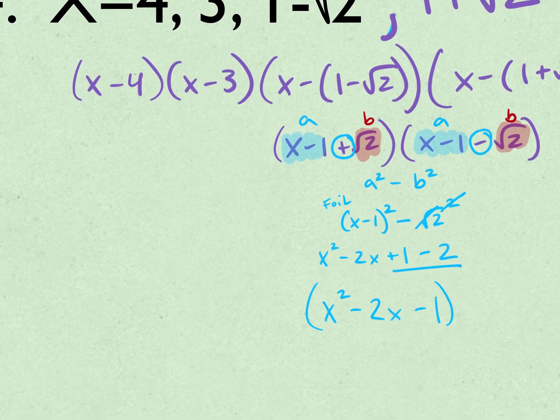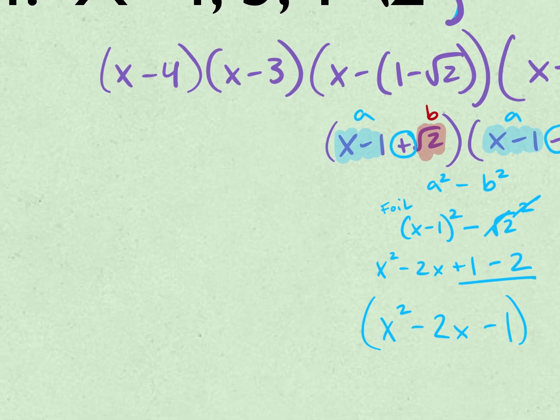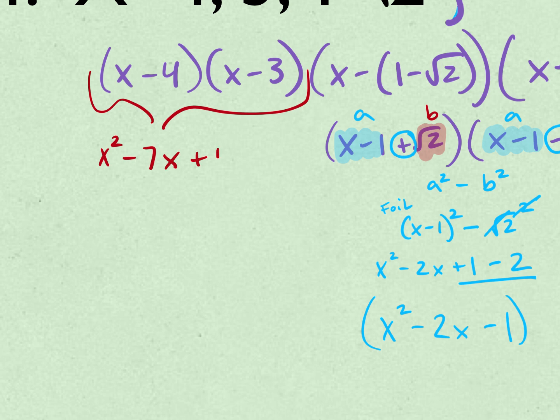Now the order that you multiply them in doesn't matter. You can multiply these two together next. I'm going to do that just because they're next to each other here. But if you wanted to, you can take your x squared minus 2x minus 1, multiply it by the x minus 3, and then multiply that answer by the x minus 4. But I'm just going to FOIL these together first. So we get x squared minus 7x plus 12.